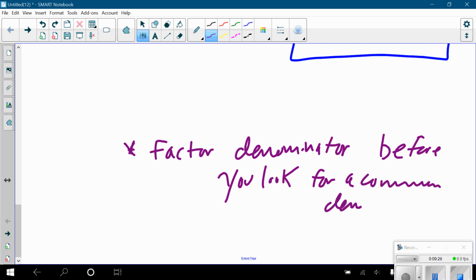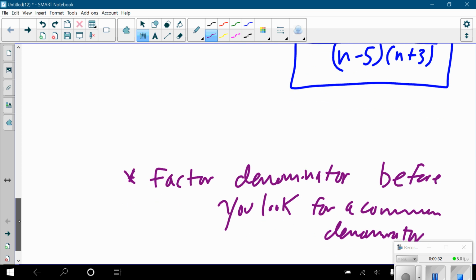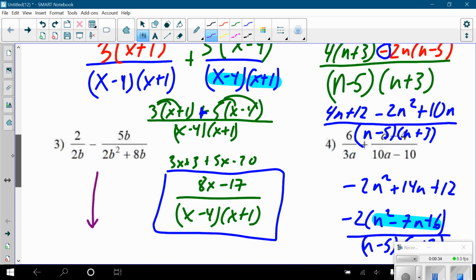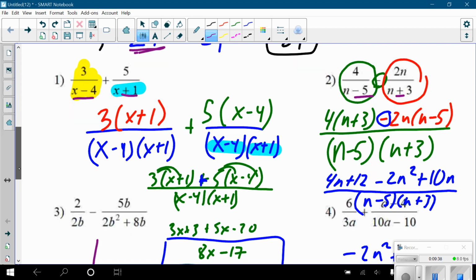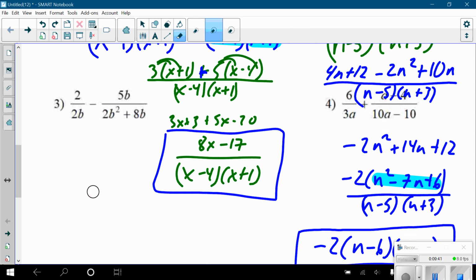Okay, so you want to factor the denominators if you can before you look for the common denominator. The reason I haven't said that yet is because that hasn't come up. Like, you couldn't factor this or this or this or this. And this one, you look at these two denominators, you're like, wait a second. Look at that right one. I can take a GCF out of that.